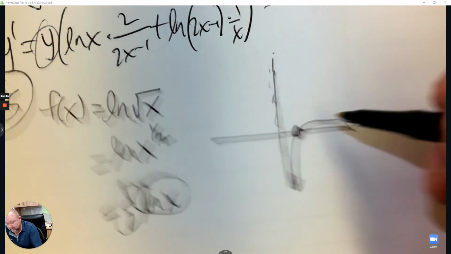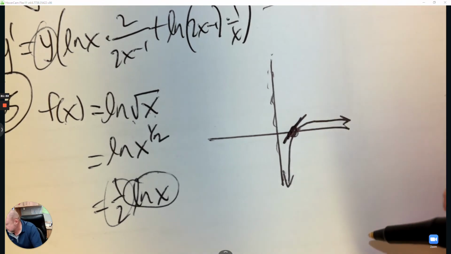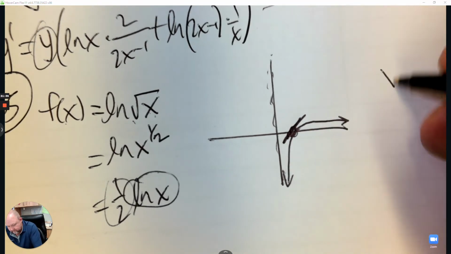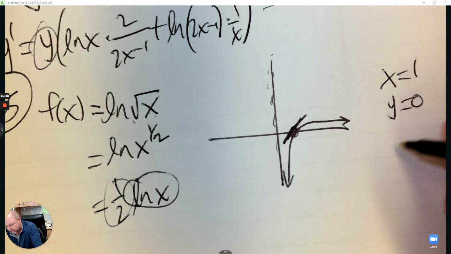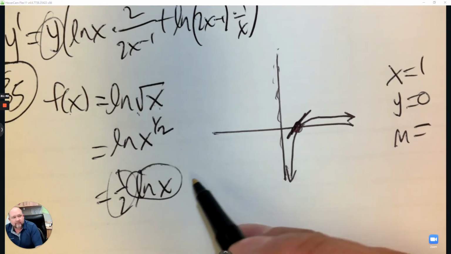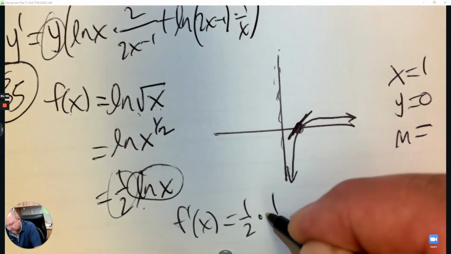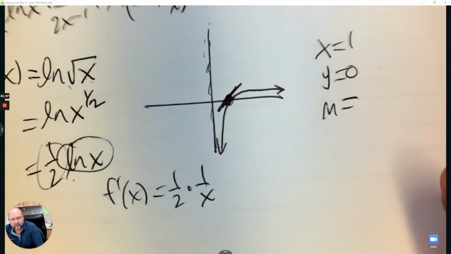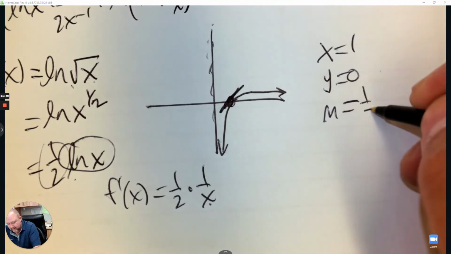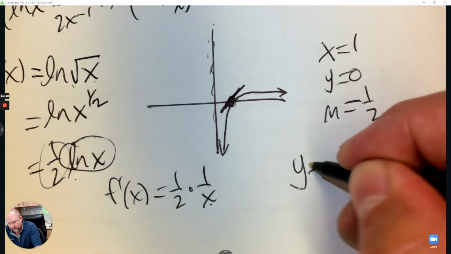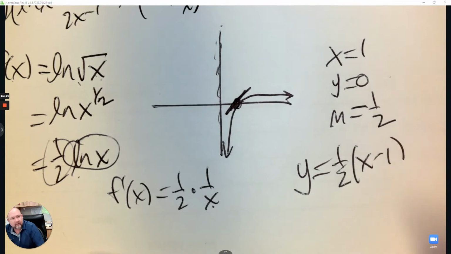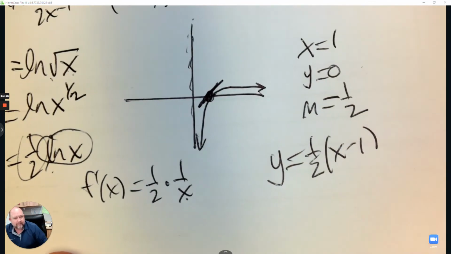Draw a tangent line at 1, 0, and then write an equation for it. So x is 1, y is 0. The slope, the derivative of this, is 1/2 times 1 over x. So if I plug in 1, the answer is 1/2. So the equation would be 1/2 times x minus 1 plus 0. Done. Number 36.